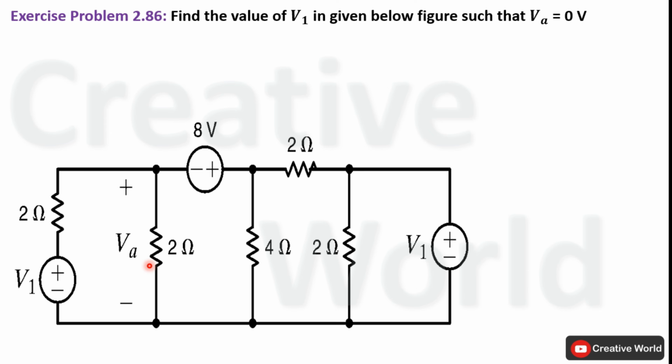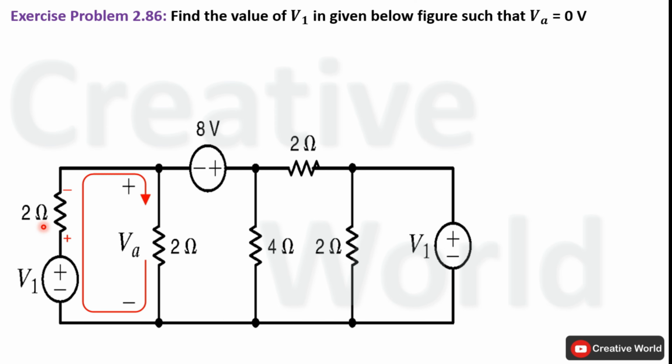First of all, we will apply Kirchhoff's voltage law inside this closed loop to calculate the voltage across this 2 ohm resistance. For that purpose, we have to assume the direction of current. I am assuming the direction of current is clockwise, and according to this assumed direction, polarity notation across the 2 ohm resistance is marked. Current entering terminal is taken with positive sign and current leaving terminal is taken with negative sign.